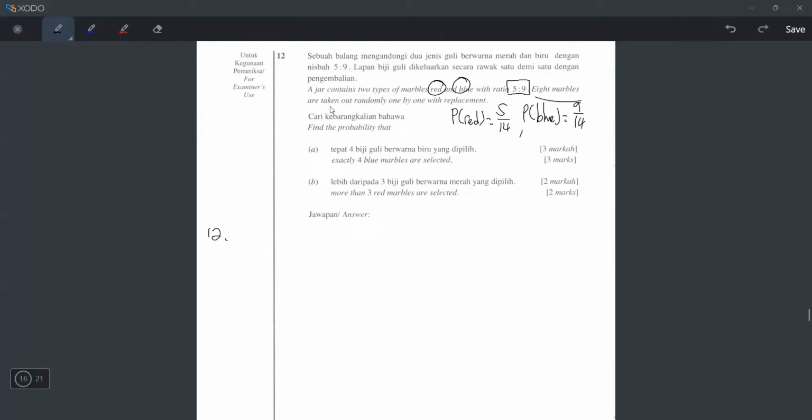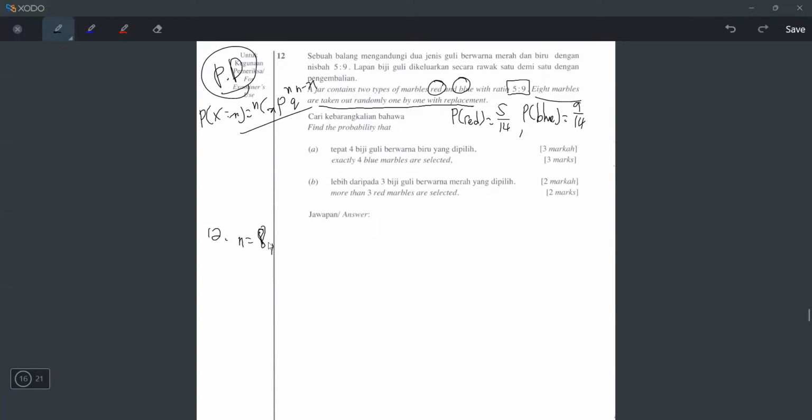And then 8 marbles are taken out randomly, one by one with replacement. Find the probability that exactly 4. This one is probability distribution for sure. Taburan kebarangkalian. Is this normal distribution or binomial distribution? This is binomial distribution. It means you have to use the formula, nCx p power x, q power n minus x. And the n will be 8 because they say 8 marbles are taken out.